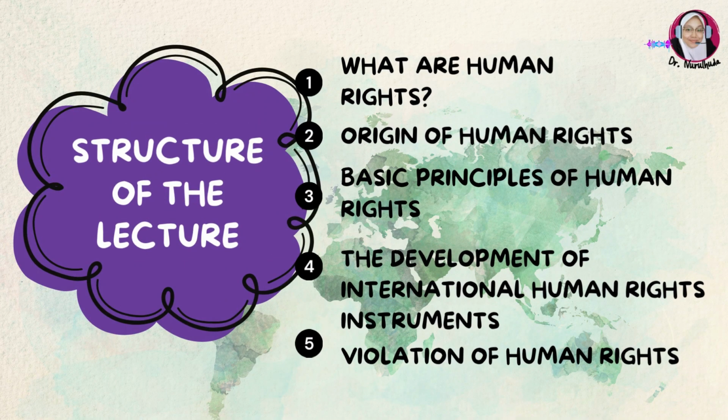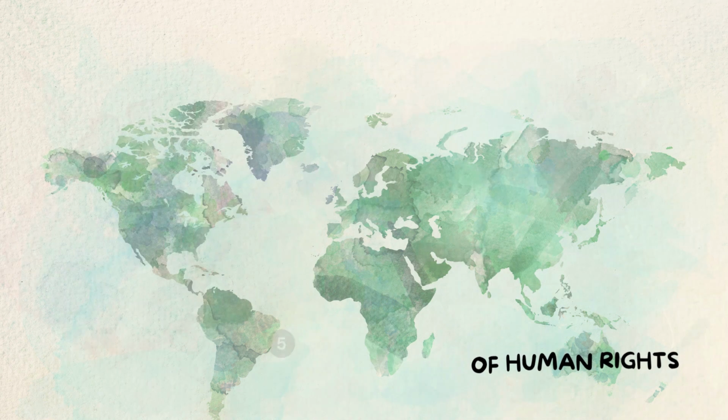This lecture has 5 subtopics concerning the definition of human rights, the origin of human rights, the basic principles of human rights, the development of international human rights instruments, and the violation of human rights. So basically, these are the 5 elements forming the structure of the lecture.